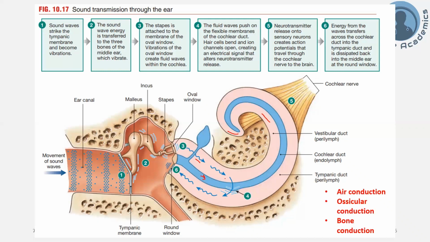So when we talk about the transmission of sound waves to the inner ear, the sound waves can take these three pathways. These are known as air conduction, ossicular conduction, and bone conduction.